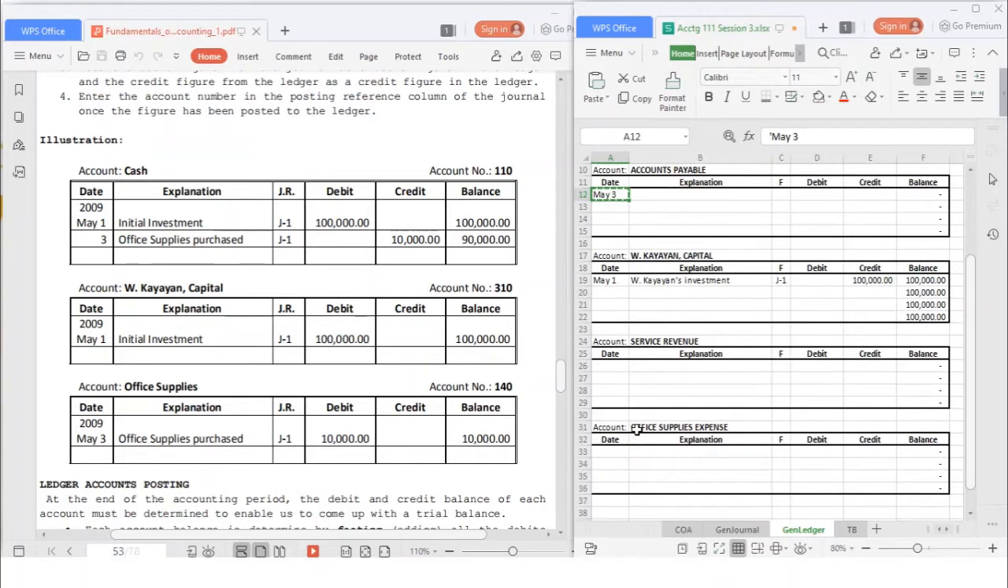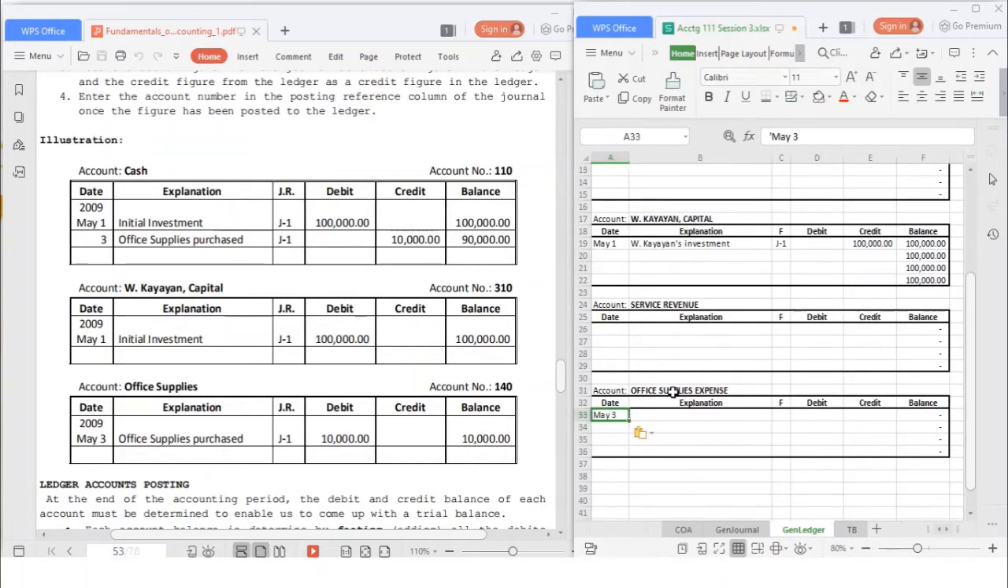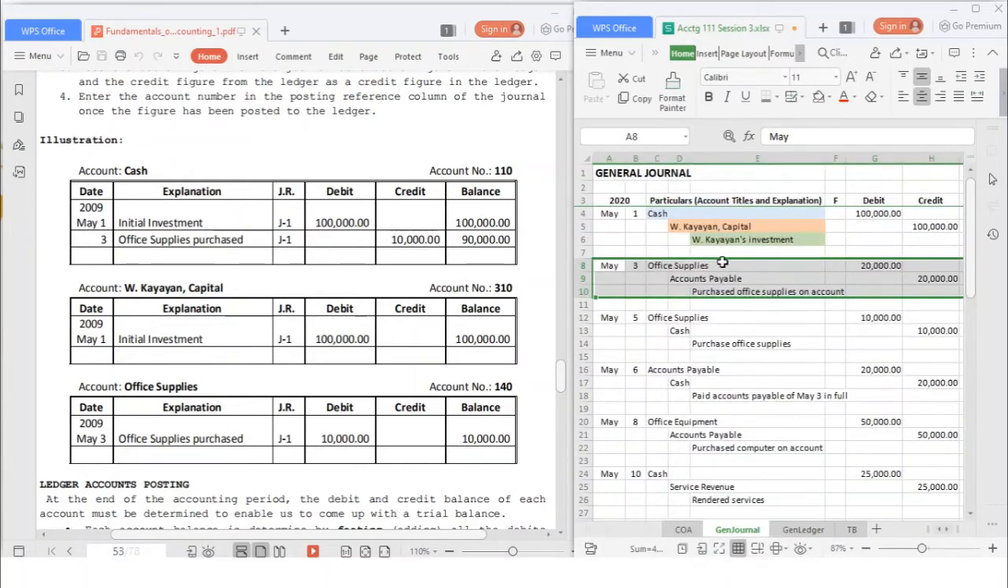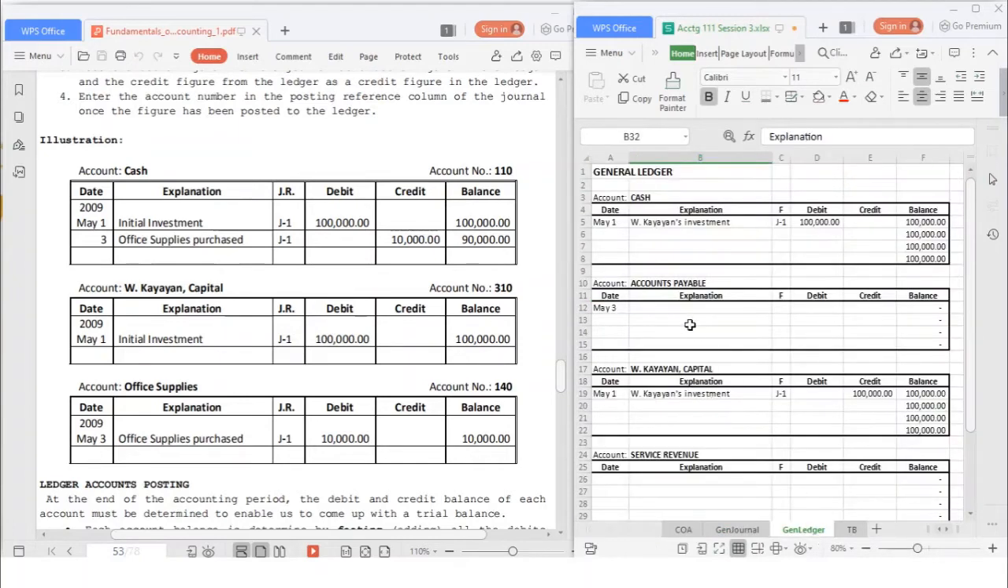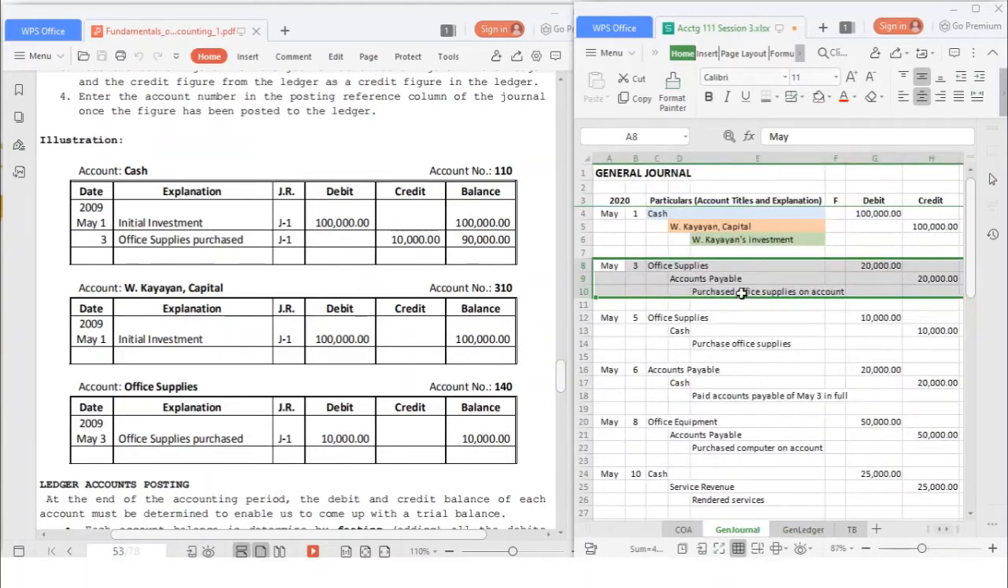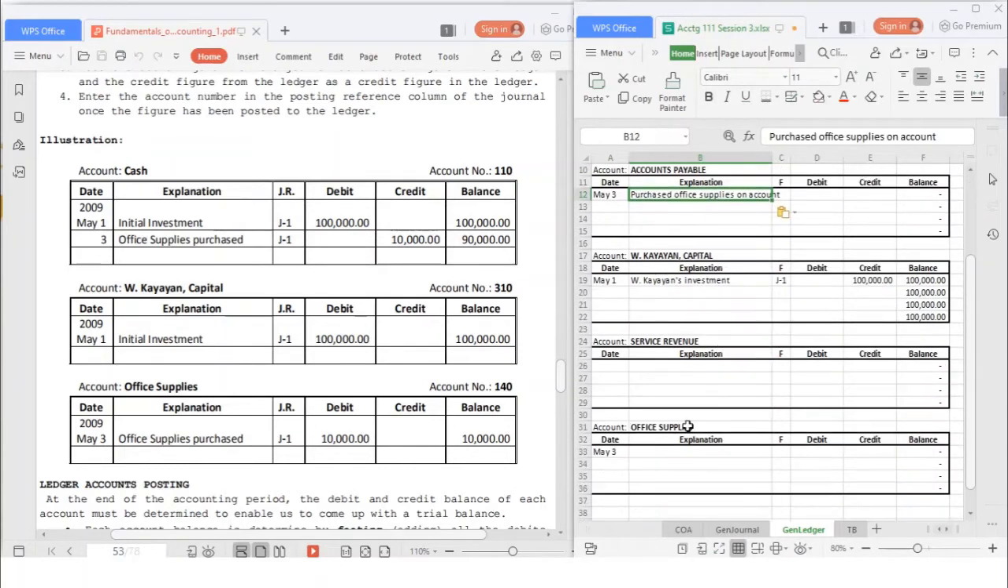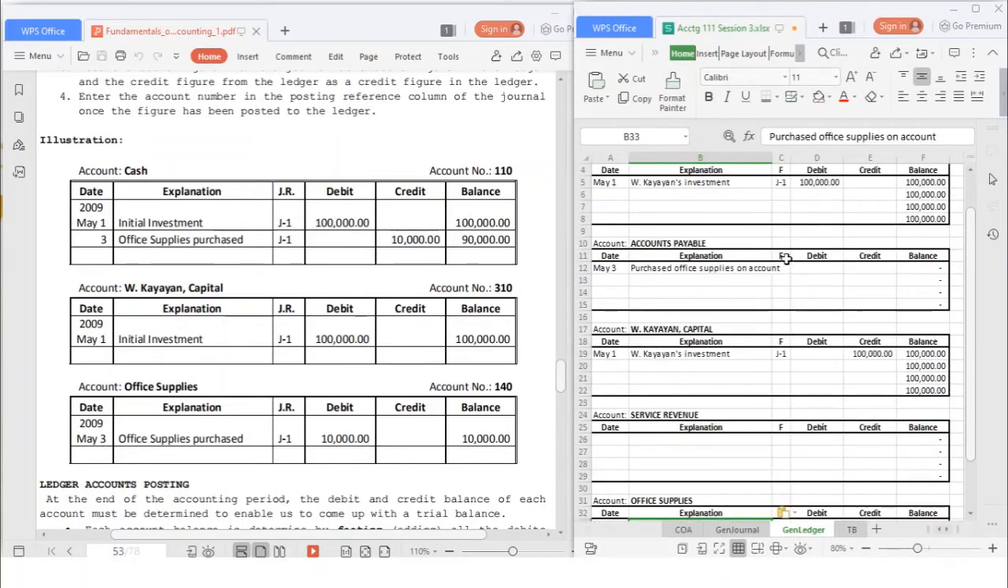Let's change this to office supplies. May 3. And then, debit na to atong office supplies, credit atong accounts payable. So, let's copy the explanation. And then, same gihapon, ang reference is still J1.